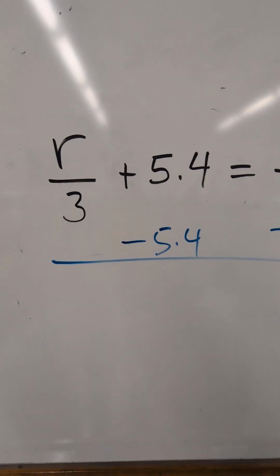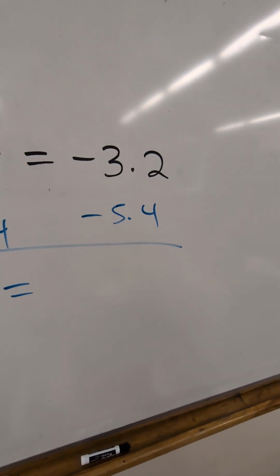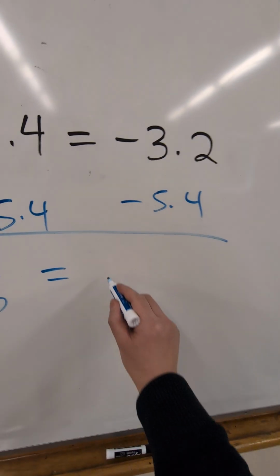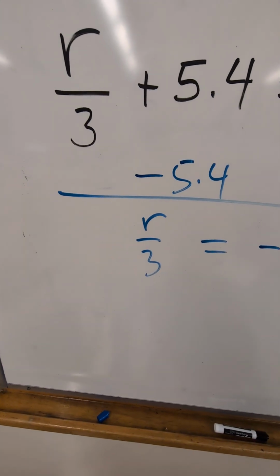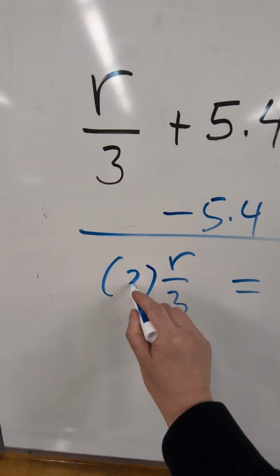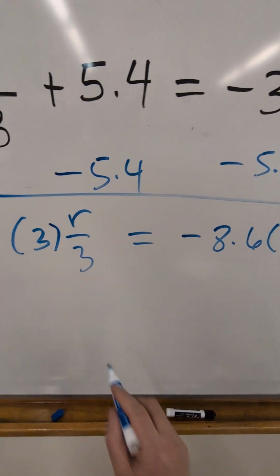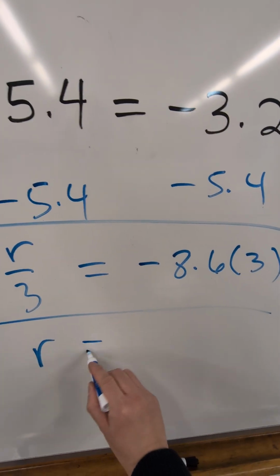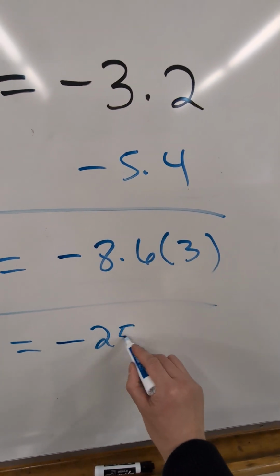When I do that, on the left side, I have r divided by 3 is equal to negative 3.2 minus 5.4, which is negative 8.6. The opposite of dividing by 3 is to multiply by 3, so I'm going to do that to both sides. When I do that, I'm left with r is equal to negative 8.6 times 3, which is negative 25.8.